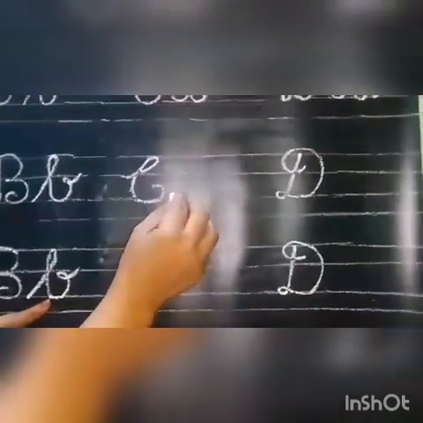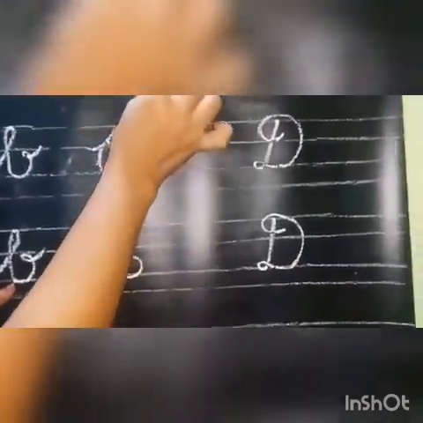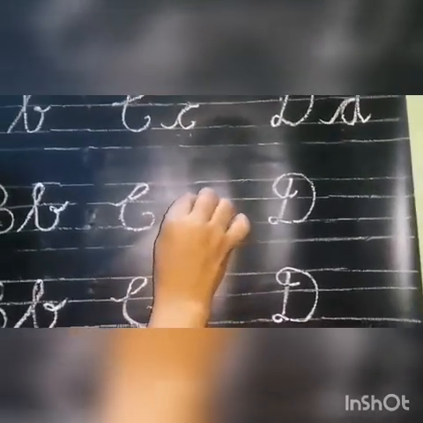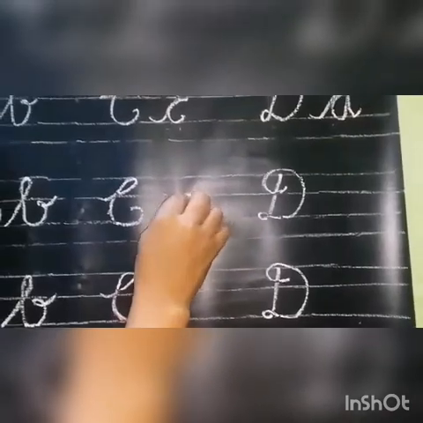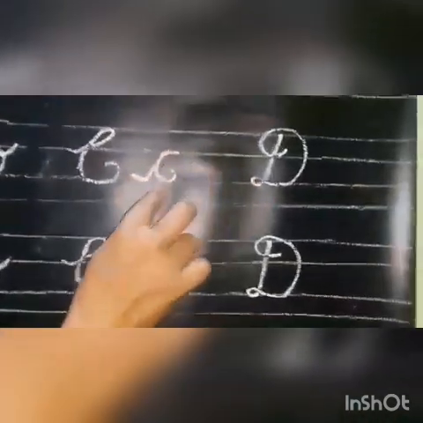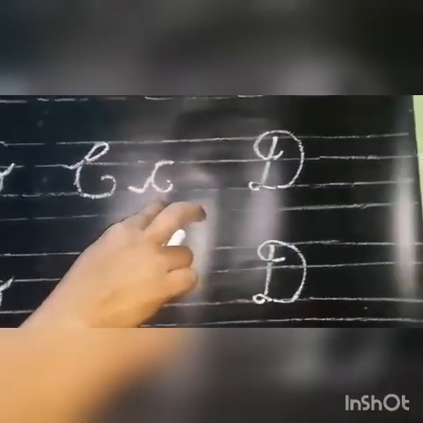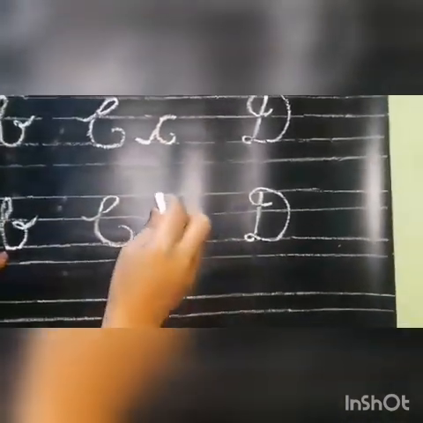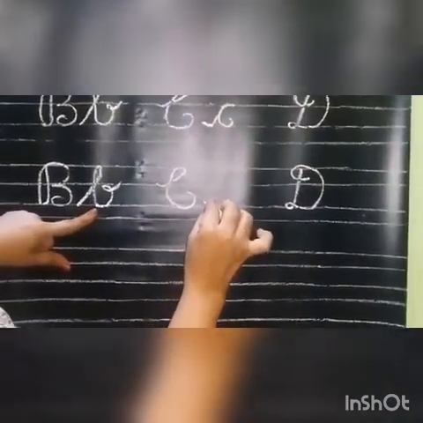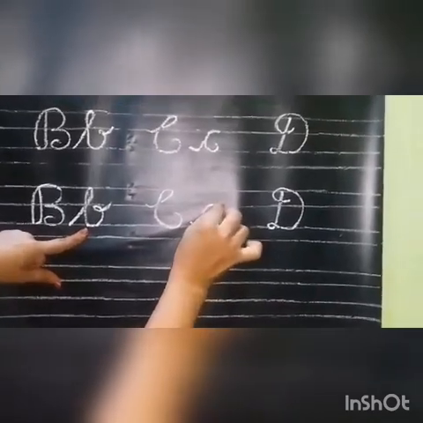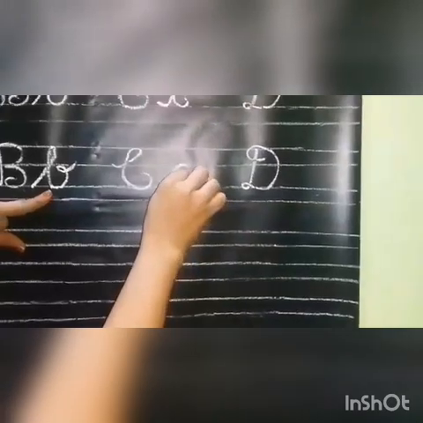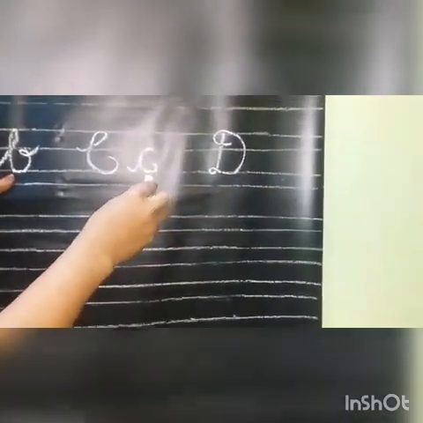Then we write small alphabet C. Then make one curve line from the third to the second line. Make a half circle, then go inside. This is small letter alphabet C. Then once again I repeat. You make a curve from the third line to the first line. Make a half circle and curve this way. We get small letter cursive C.